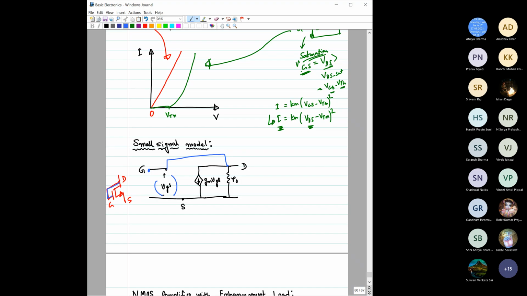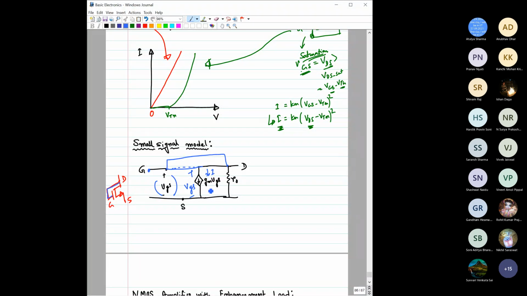And they are in parallel, so this voltage is also VGS. You can also assume that this is shorted. Instead of putting it here, I could have also shorted it like this. So this is VGS. See the current source, which is producing a current equal to Gm VGS, and is producing a voltage across it which is VGS.